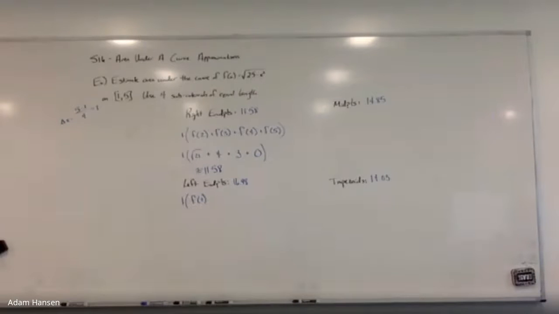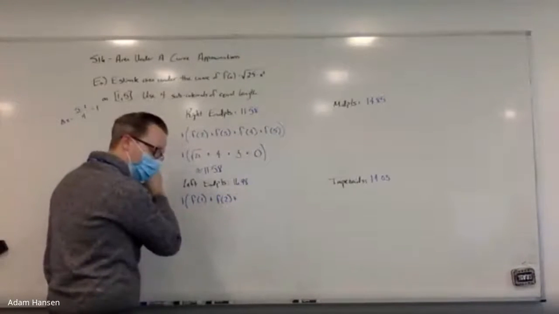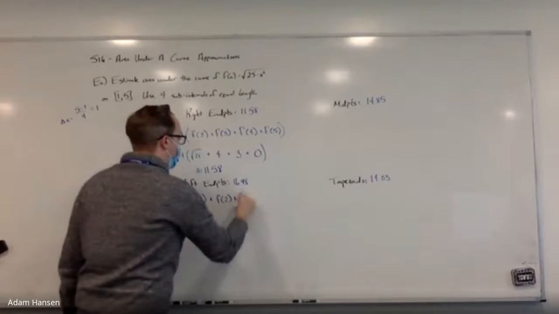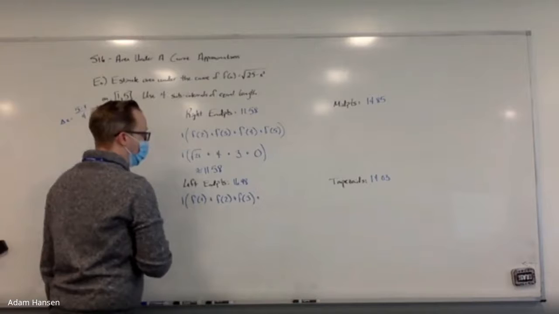Each base is 1. This first rectangle intersects the curve at x equals 1. So f of 1 represents the height of this first rectangle. Base of 1, height of f of 1. Then from 2 to 3, that rectangle has a height of f of 2. Third rectangle runs from 3 to 4, so its height is f of 3. The last rectangle runs from 4 to 5.